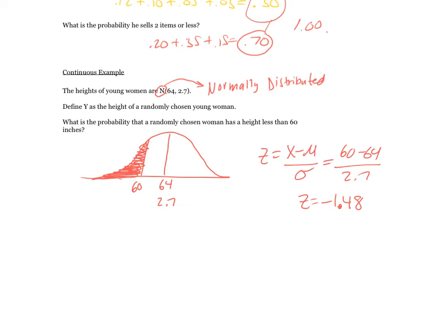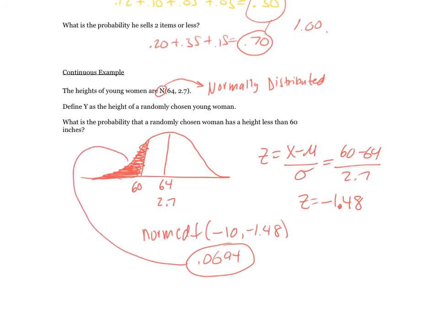And now to look up that answer, I'm going to do normal CDF. Remember, that's inside distributions. And I'm going to go from negative 10 to negative 1.48. And be sure you're doing the normal CDF, not the PDF command. And I get 0.0694. So basically almost a 7% chance that this woman will have a height that's less than 60 inches.